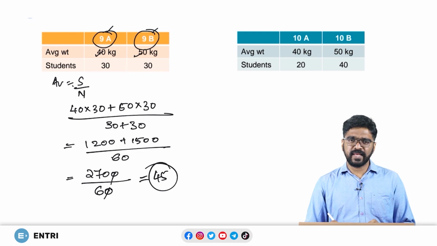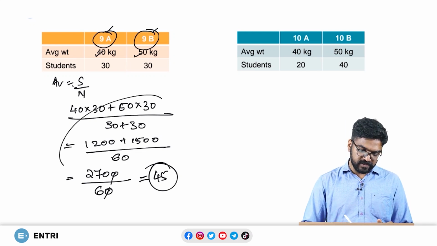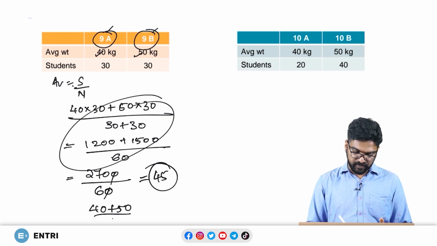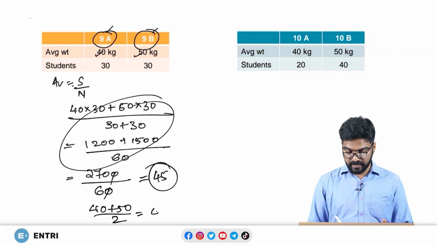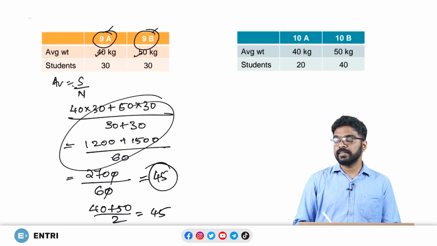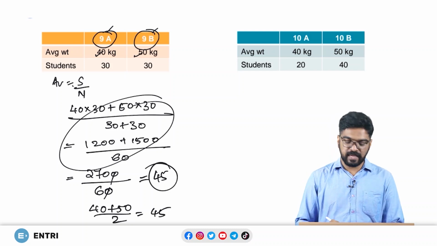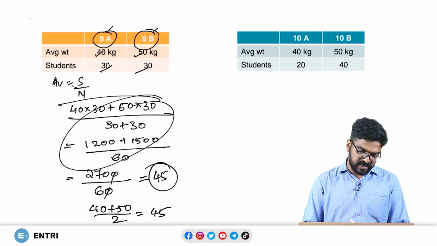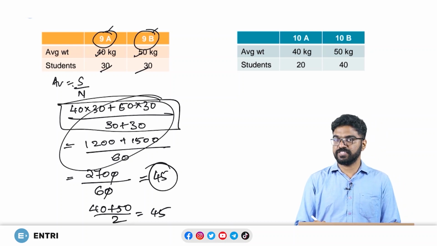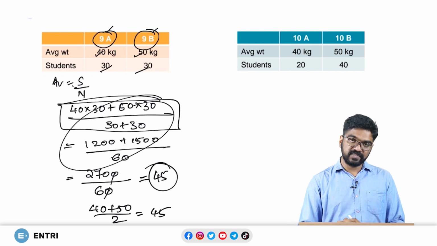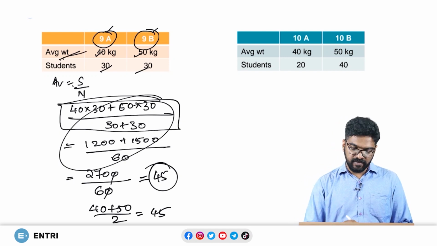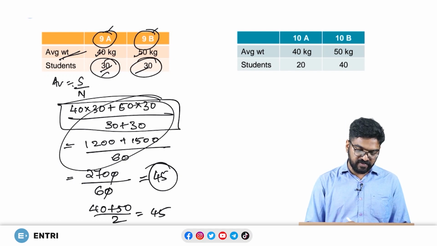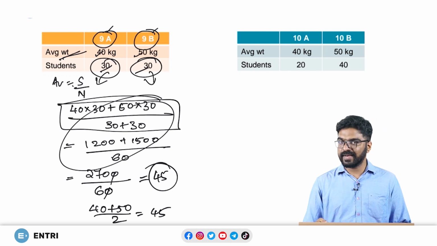But I could have also found this answer. Instead of doing all this, I could have just taken the average of 40 plus 50 by 2, right? The average of the average weight will also give me 45. Yes, that is also possible, but that is only applicable if the number of students in both the classrooms is the same. So what we did over here is what you call a weighted average. That means we are considering the weights not because the weight is involved, but we are considering the number of items. We are giving the weightage of these values while calculating the averages.